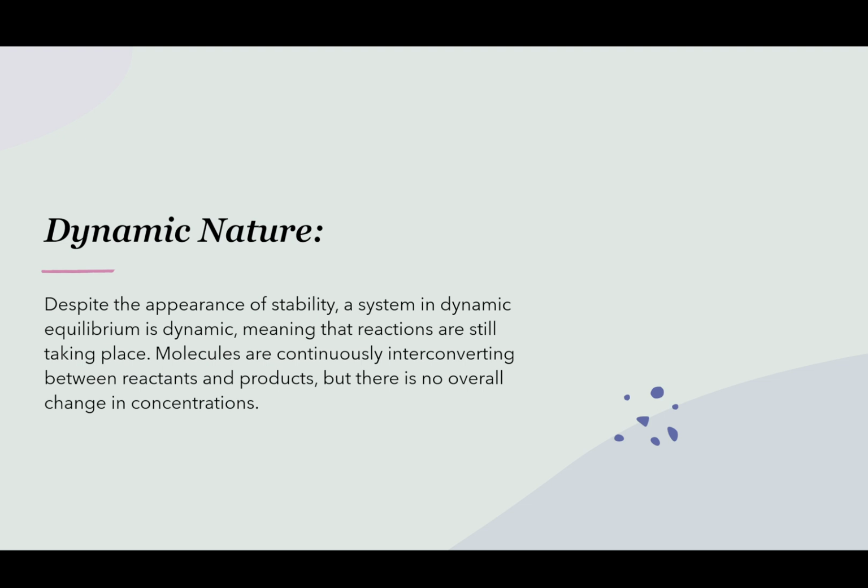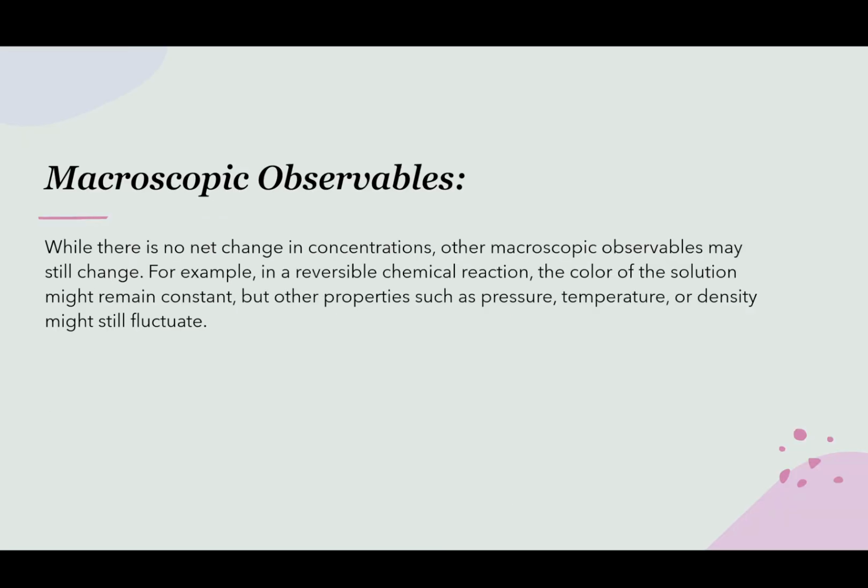Okay, so Shanique said flexible for dynamic. Flexible not in this case specifically, but it is something that you could say for dynamic. It's all right. The macroscopic observables, right? So what do I mean by macroscopic observables? While there is no net change in concentrations, other macroscopic observables may still change. Basically, the things that you can see can still change.